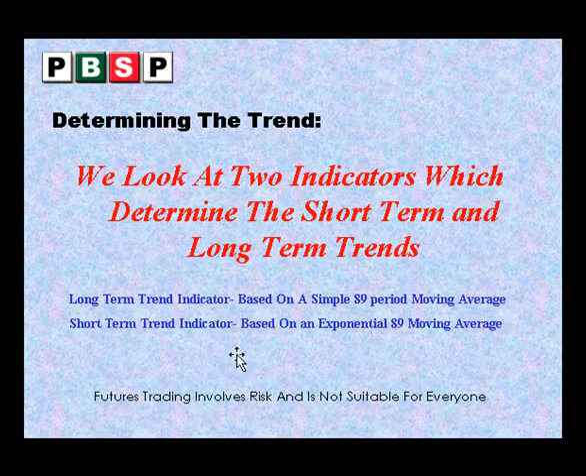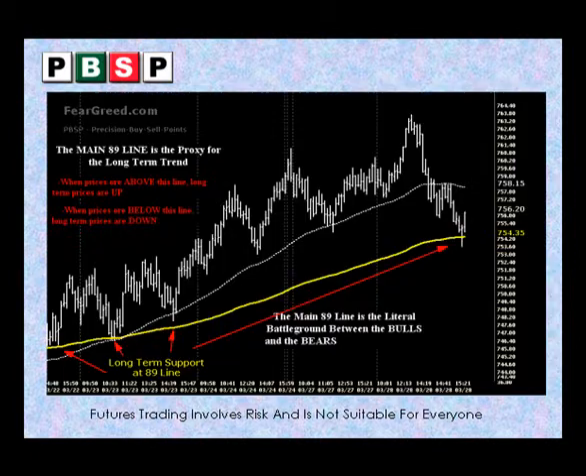So we look at 2 indicators which determine the short-term trend and the long-term trend. The long-term trend is based upon a simple 89 moving average. Actually, it's more of a turbo than a simple because there is some extra other coding. You won't be able to get the same line if you just put a simple 89 moving average on there. It is more of a turbo moving average. And the short-term indicator is based upon an exponential 89 moving average.